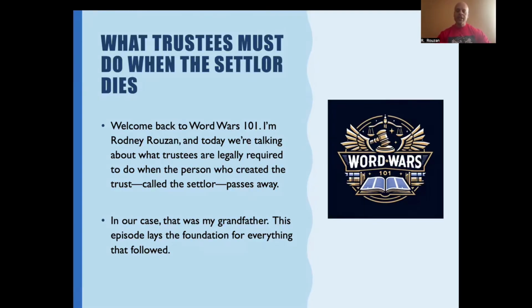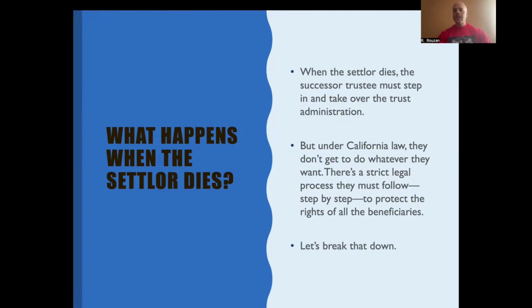I'm Rodney Rouzan, and in today's episode, we're walking through what the law requires trustees to do the moment the person who created the trust, called the settlor, passes away. This isn't about theory, these are real legal duties, and we'll look at what happens when those steps are skipped, delayed, or done out of order. This is part of a true series based on events involving my own family's trust. And while I'm not here to accuse anyone, I'm here to show how these situations can unfold and what to watch for. What happens when a settlor dies?